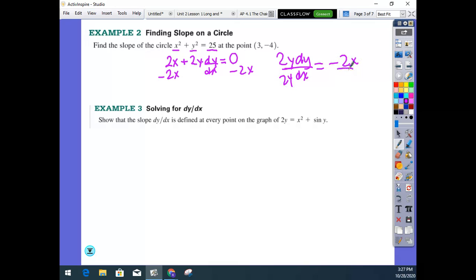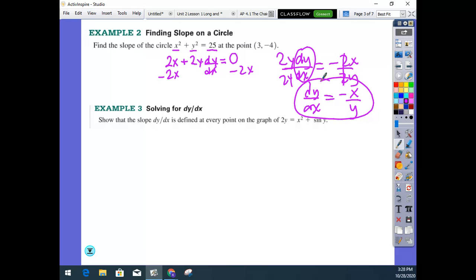Divide both sides by 2y to get dy dx by itself. I can cancel out the 2's. So this is my derivative function if I want to find the slope of the circle at this point. I just plug 3 in for x, negative 4 in for y. So the opposite of x over y simplifies to positive 3/4.